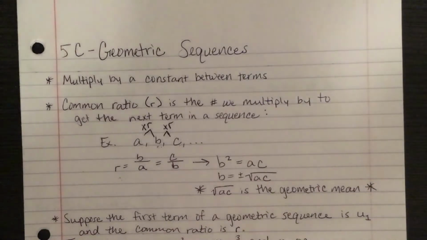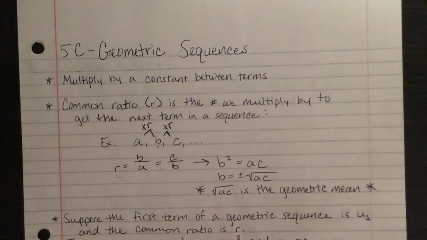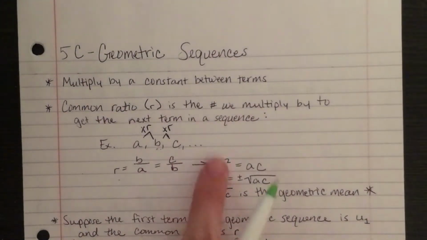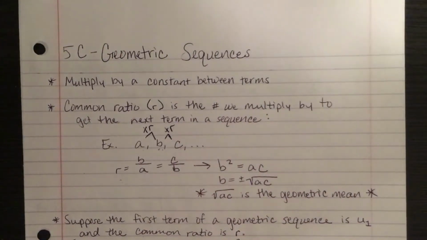The reason that these are called geometric sequences is related to the geometric mean, which is just the equation for a geometric mean. We don't really use that a whole lot in this course, but just to provide a little insight.